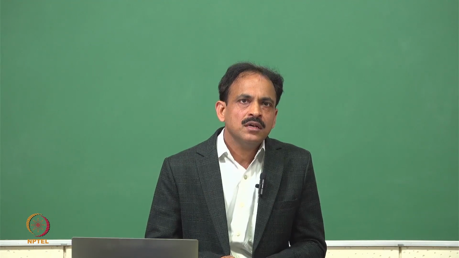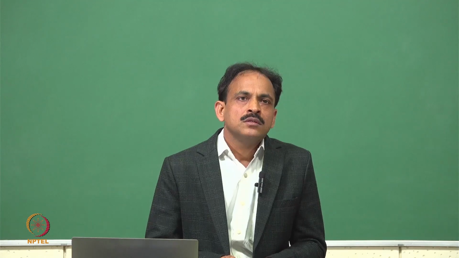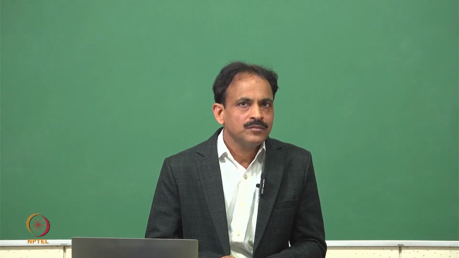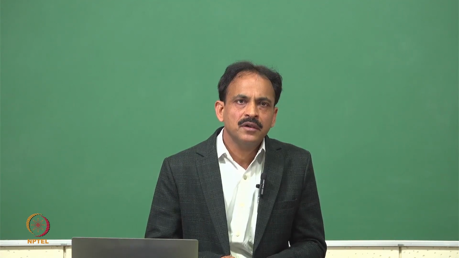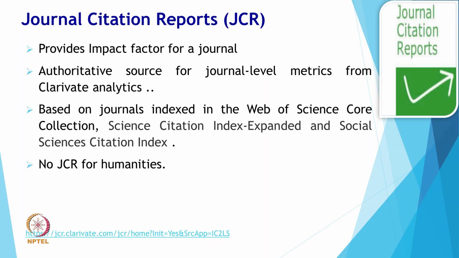Let's talk about JCR, which is Journal Citation Report. JCR is an authoritative source for journal level metrics from Clarivate Analytics, and it provides the impact factor for a journal. JCR is a quantitative tool for ranking, evaluating, categorizing and comparing journals. JCR is based on the journals indexed in Web of Science Core Collection, Science Citation Index, which is SCI Expanded, and Social Science Citation Index, meaning SSCI. There is no JCR for humanities.